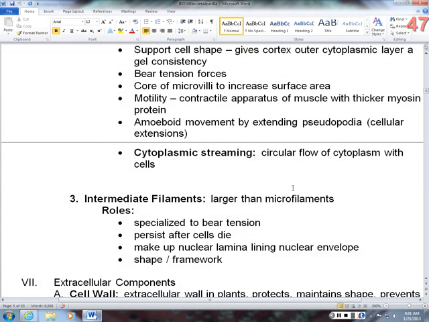And that's a good place to stop for today in there. So those are things within the cell.